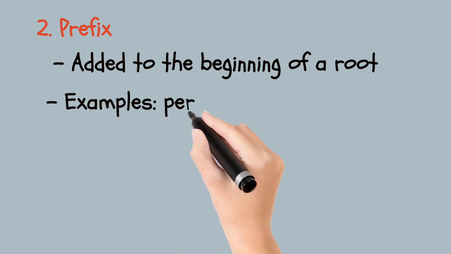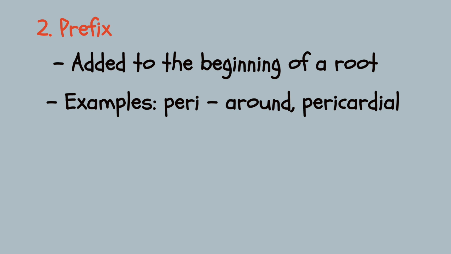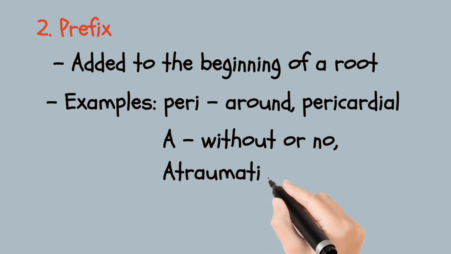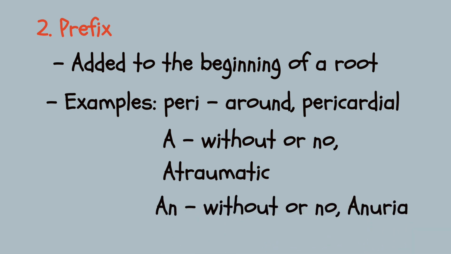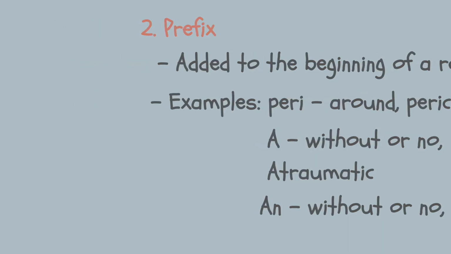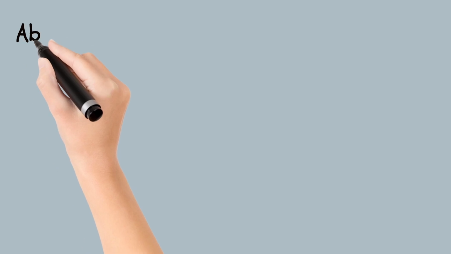Examples: peri means around, so pericardial refers to something around the heart. A or an means without or no, so atraumatic means without injury. An also means without or no, so anuria means absence of urine or urination. Let's look at more examples.